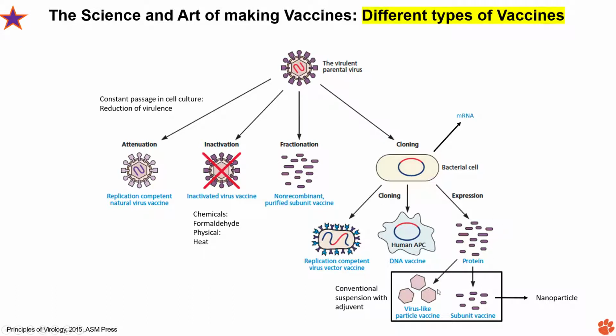Protein fractions are produced in a heterologous system. That means you can produce the antigenic protein of the virion in a bacterial cell or the yeast cell. And of course, now we have the mRNA. So just know the different types and what they are.